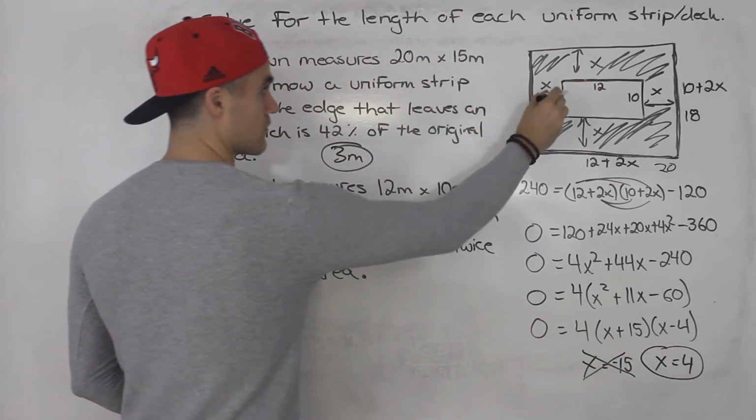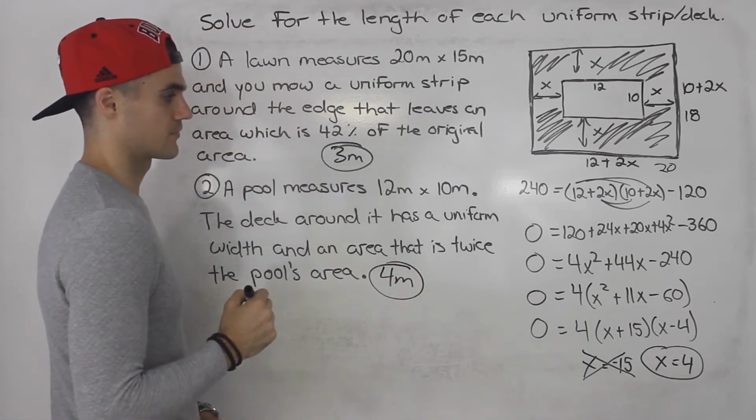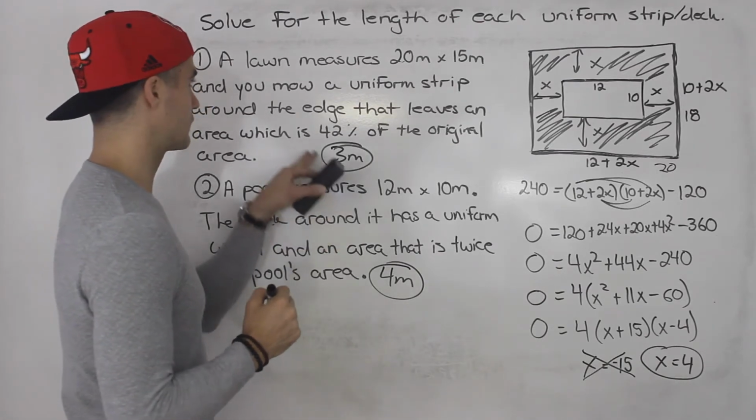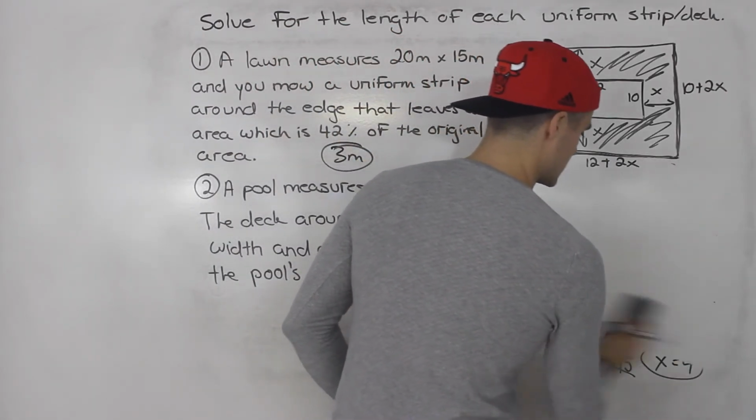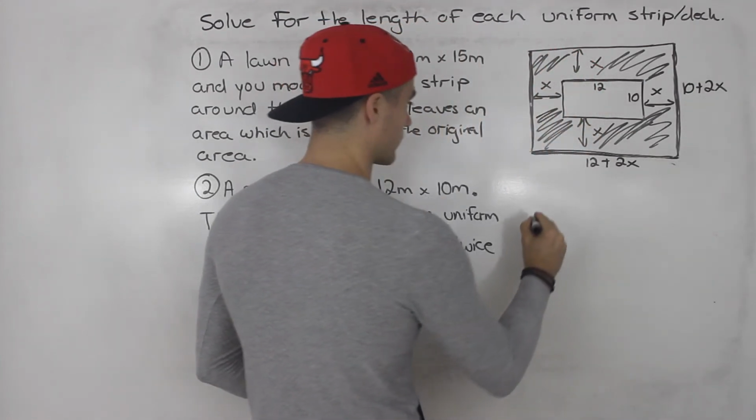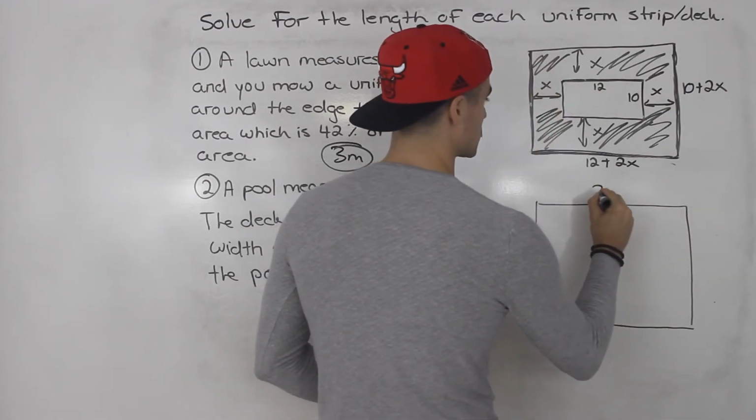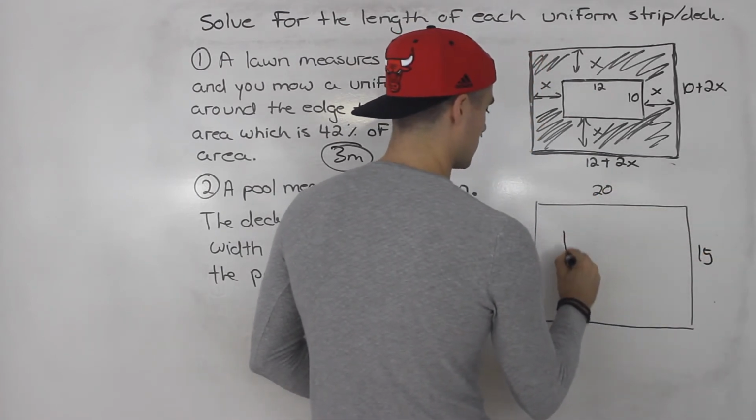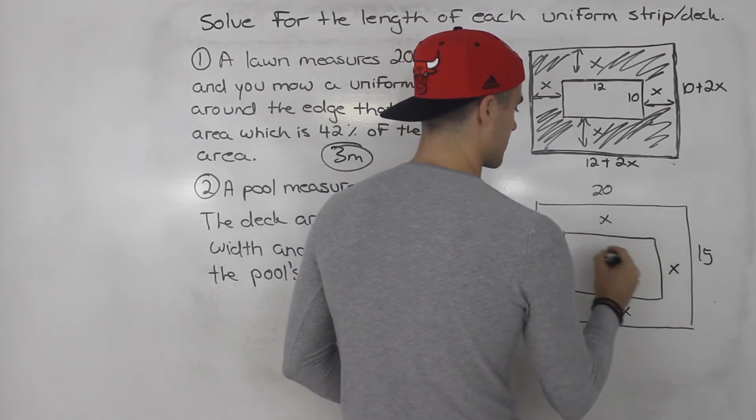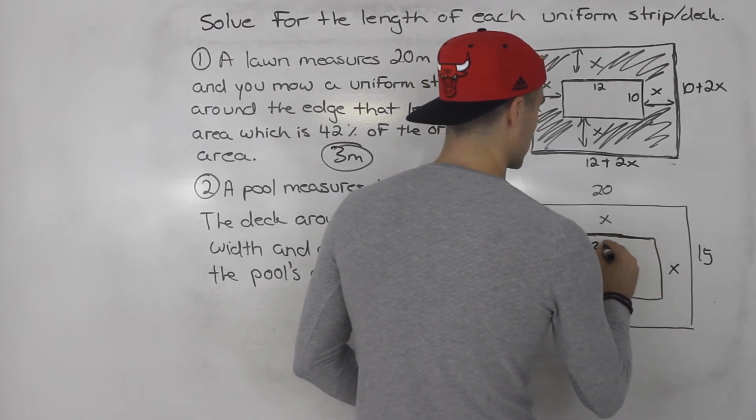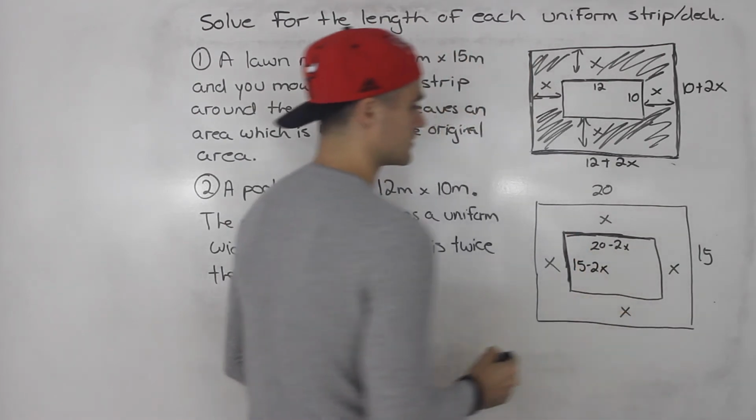The width of that uniform deck here is 4 meters. So notice how this scenario was a little bit different than the first scenario. I actually want to compare the diagrams. I'm going to keep this diagram here, and then redraw the diagram from the first scenario. In the first scenario, we had the rectangle given, which was 20 by 15, and then we had to draw the smaller rectangle. So this was x, this was x, this was x, this was x. That means this here was 20 minus 2x, and this here was 15 minus 2x.